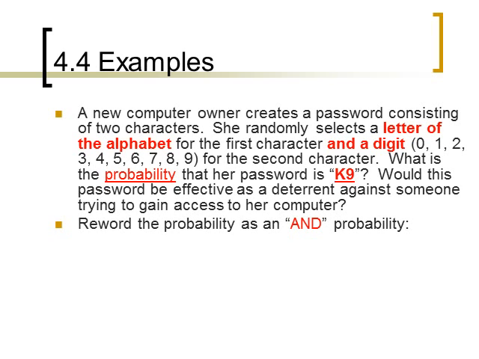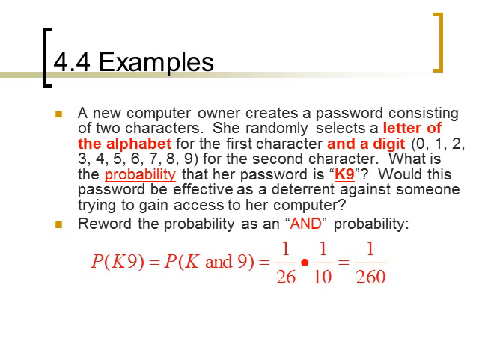Reword the probability as an AND probability. So even though we're looking at the probability that our password is K9, here's how we could reword it. We're solving for the probability that she selects the letter K and the number 9 at the same time. It's definitely not an OR situation because we want both of these together. Because this is AND means multiply.